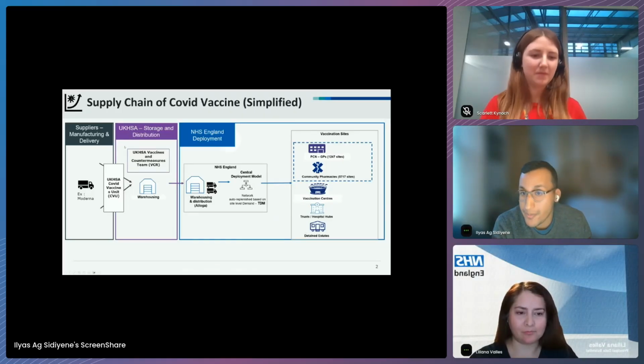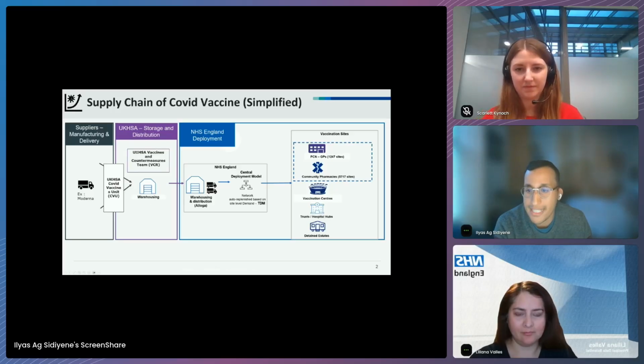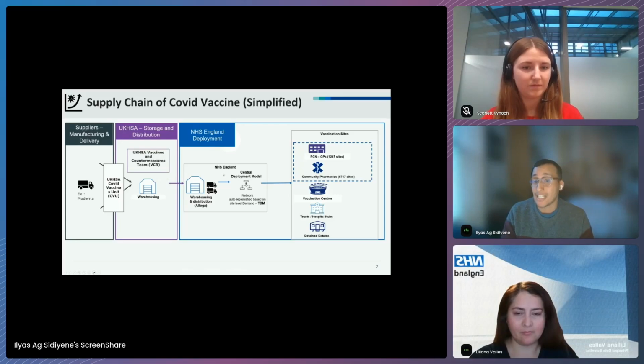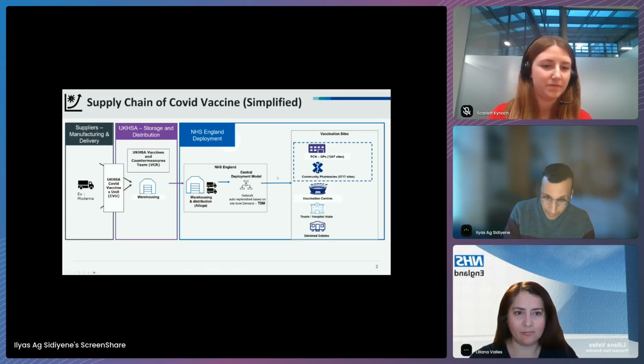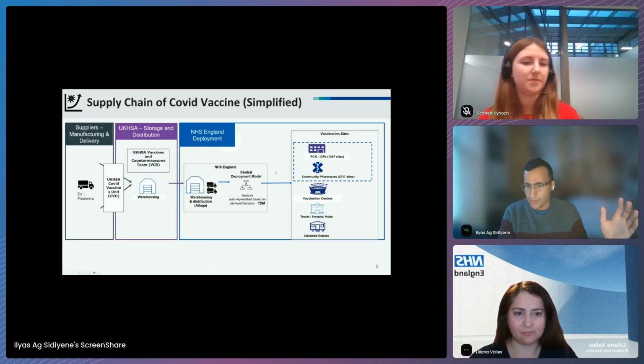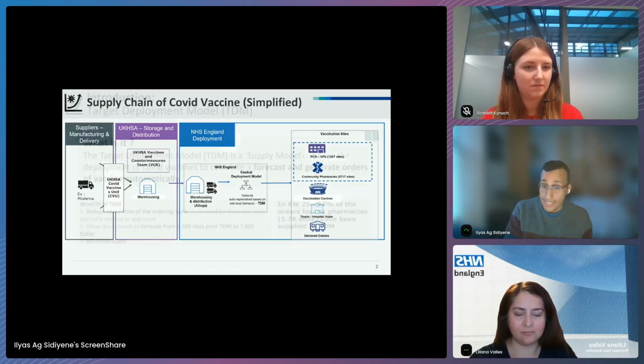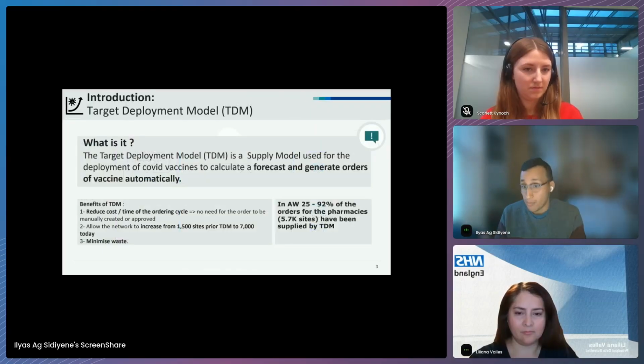And so very briefly around the COVID vaccine, HACA buys a vaccine, and NHS England is responsible for the deployment. And because we have increased significantly the number of sites, from 1,000 to 7,000 today, NHS England needed to find a way to automate the ordering process, and it's why the target deployment model has been developed, which is TDM. And basically, what it does, it generates automatically the order on behalf of the site.